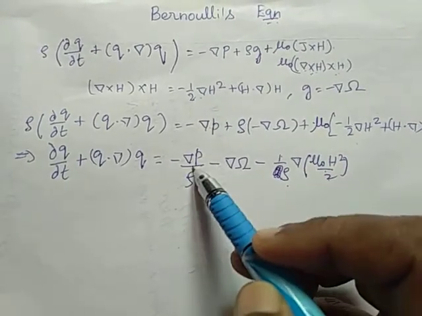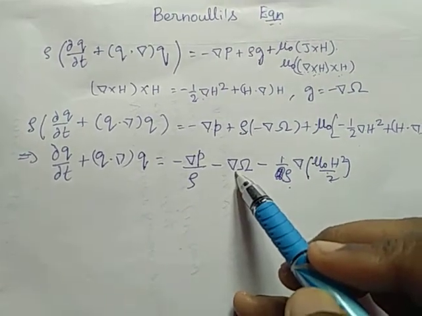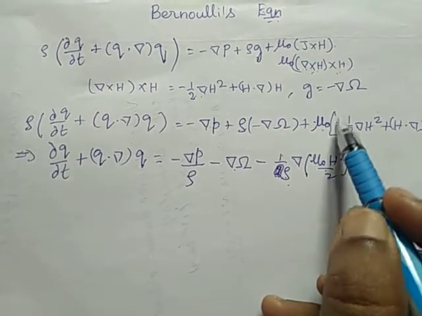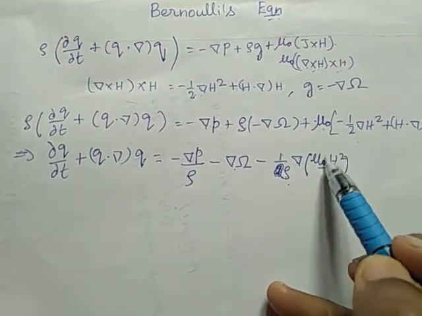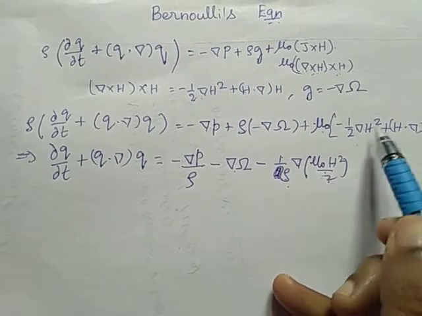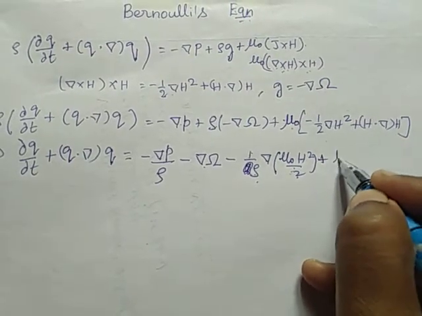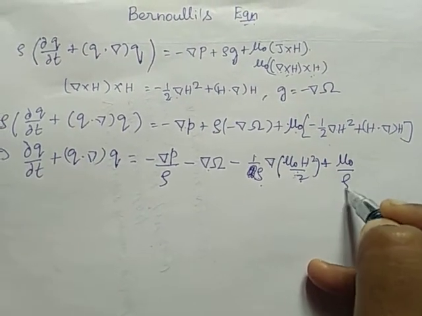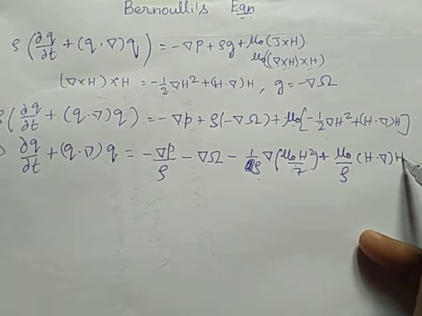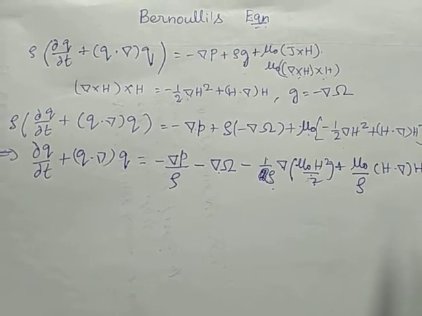Therefore minus del p by rho. Here rho will get cancelled. Therefore minus del omega. Here 1 by rho. This term I am writing as del mu naught H square by 2. So if we differentiate this, 2 will get cancelled. And here mu naught by rho, H dot del H remains as it is. So here I have just divided the equation by rho.